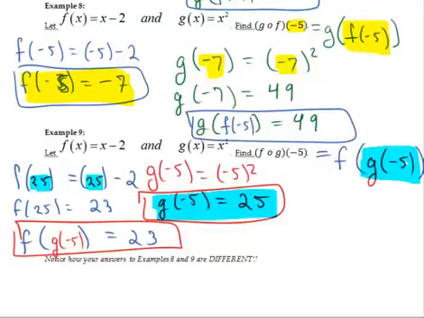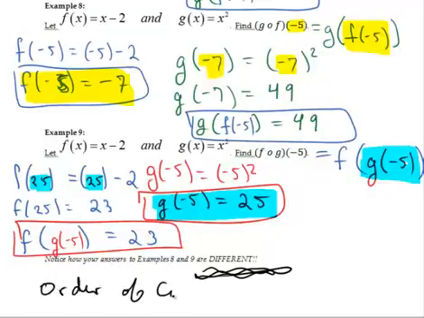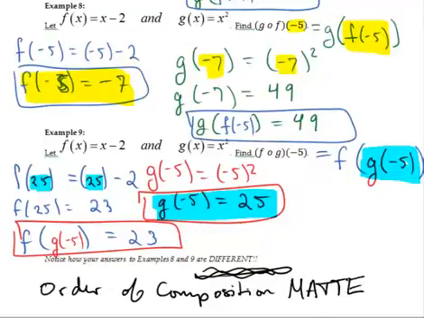Notice something. Notice how your answers to example 8 and example 9 are different. So the order of composition matters. Order of composition matters, makes a big difference. This is why we always make sure that we do the inner function first. Because which one's the inner one is going to change the answer for us.